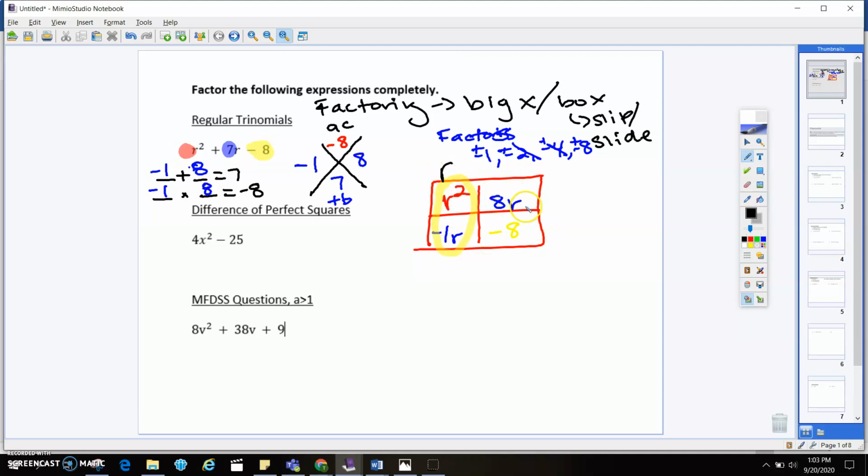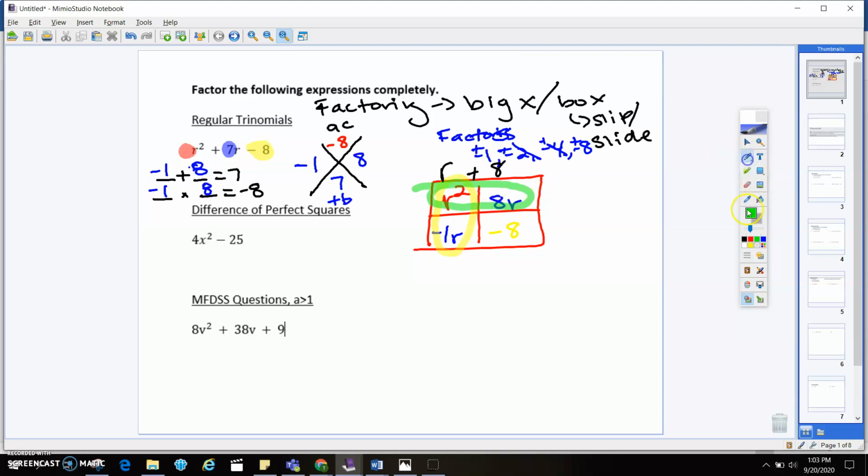Over here, we've got 8r and -8. Well, they both don't have an r, but they both have an 8 in common. So we can pull out an 8. From this row right here, we're going to do r squared and 8r.